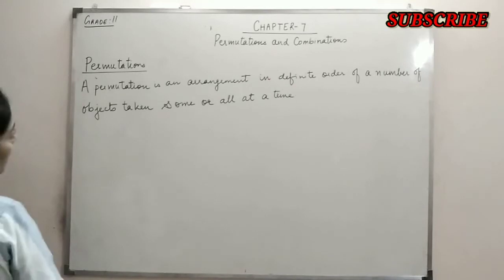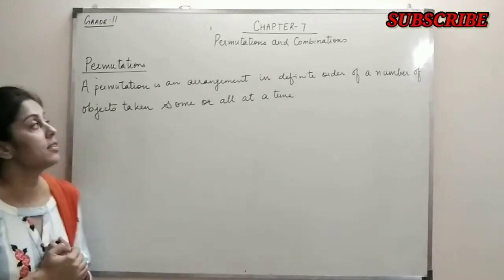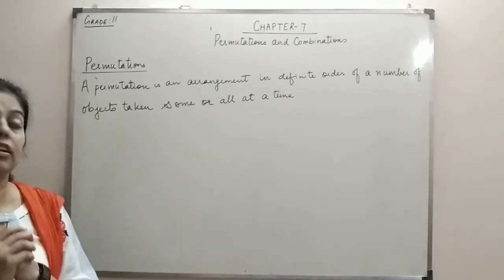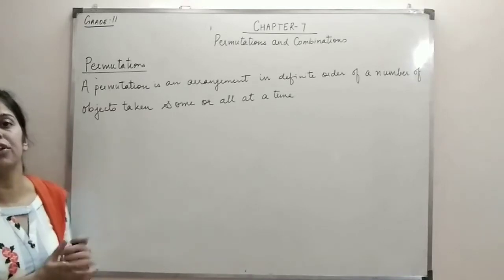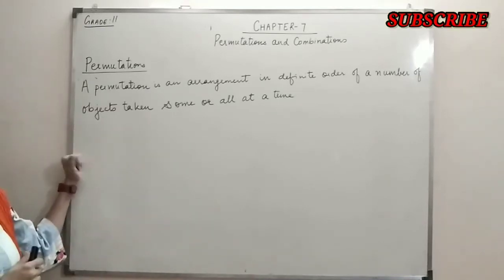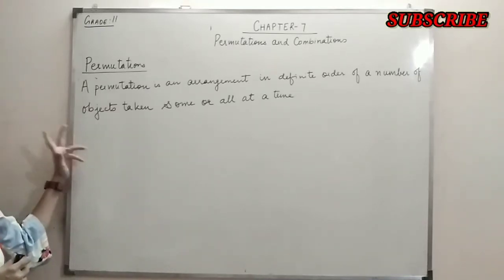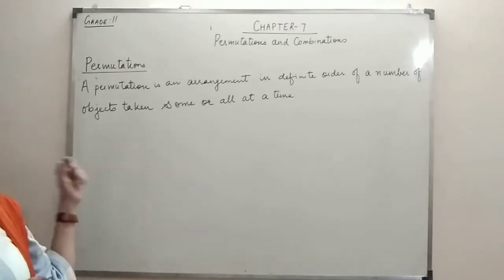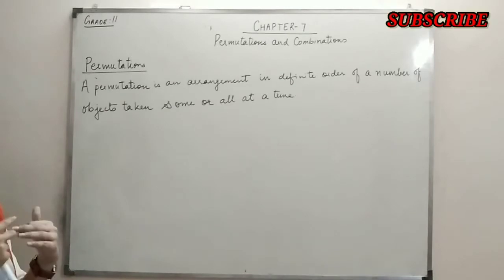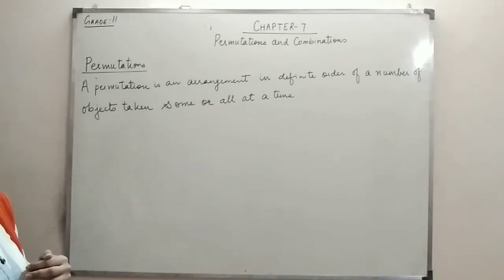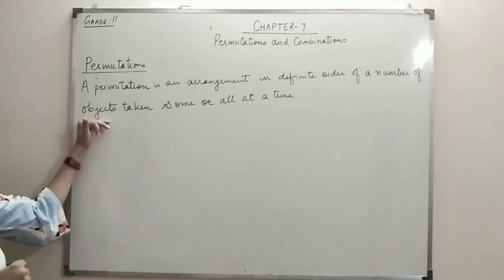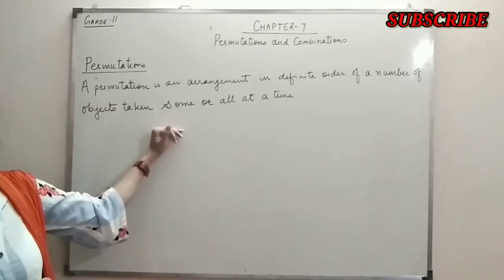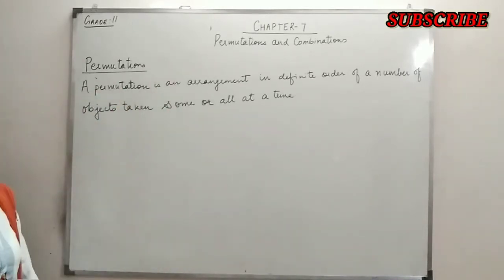Hello everyone. Today we'll discuss the introduction of our third exercise 7.3, that is based on permutations. So what is permutation? What is the definition of permutation? A permutation is an arrangement. I already told you this is an arrangement. It is an arrangement in definite order of a number of objects taken some or all at a time.